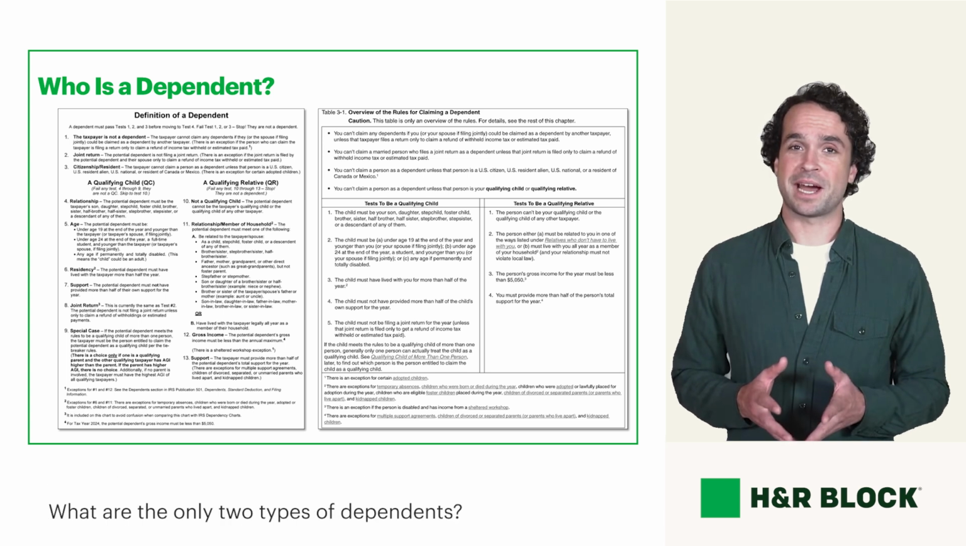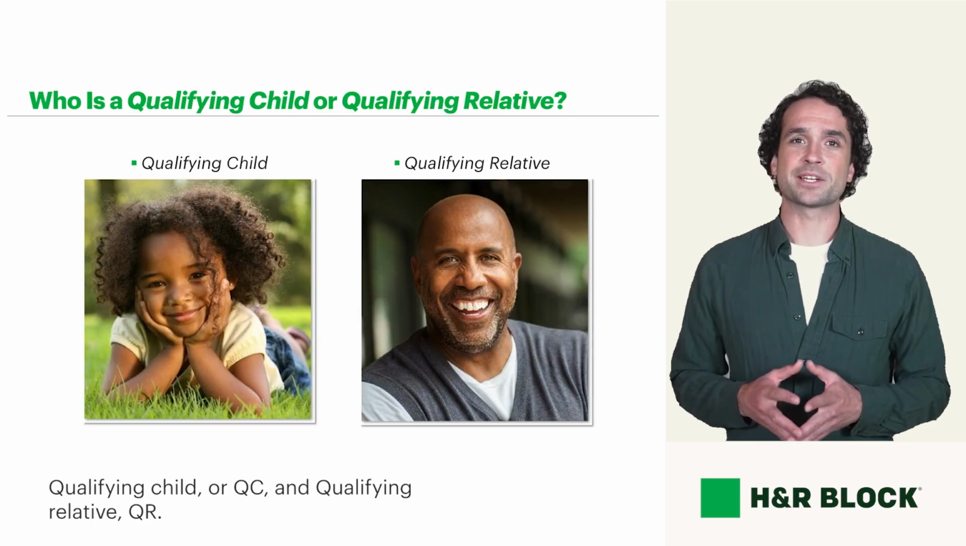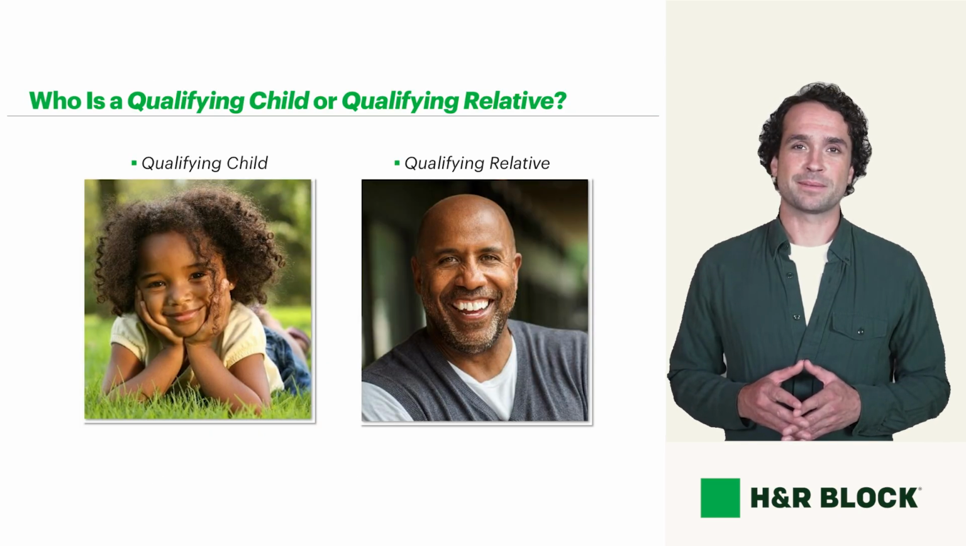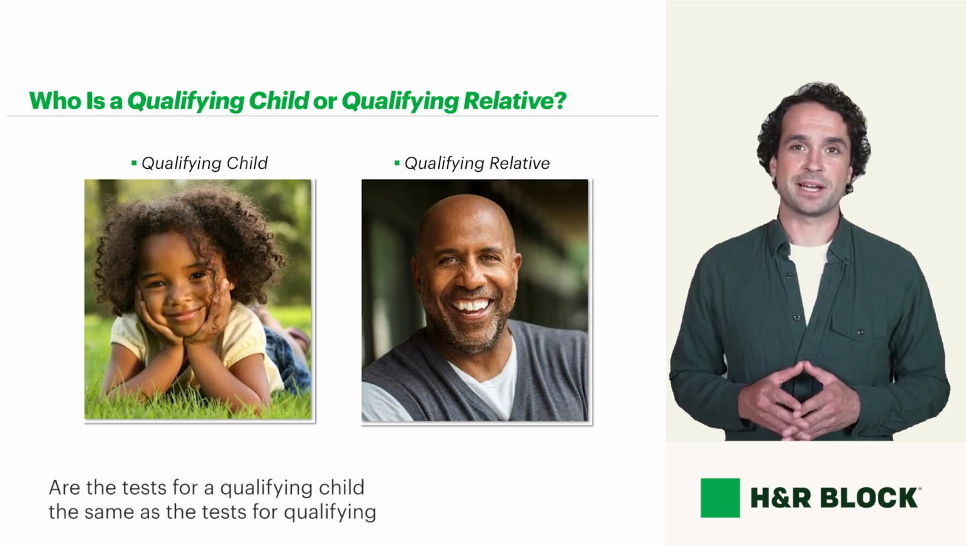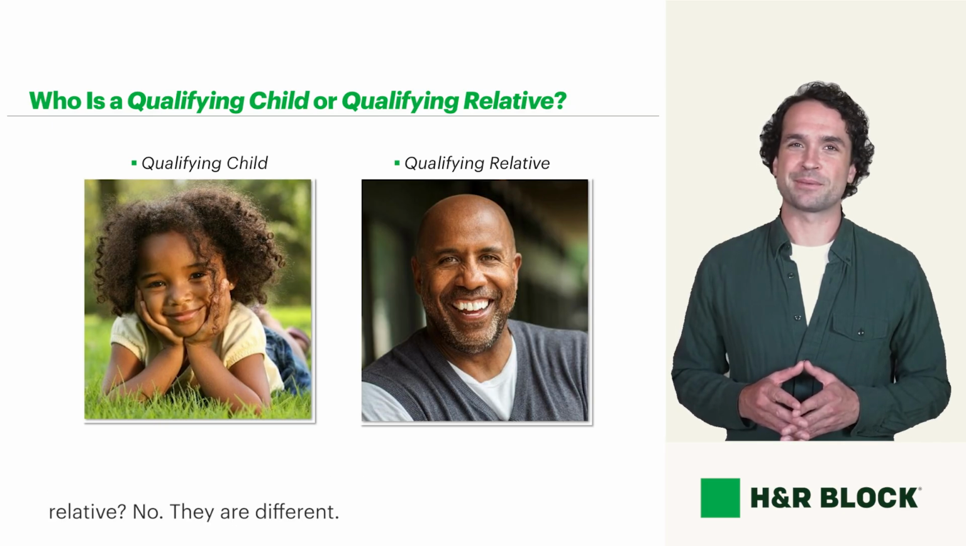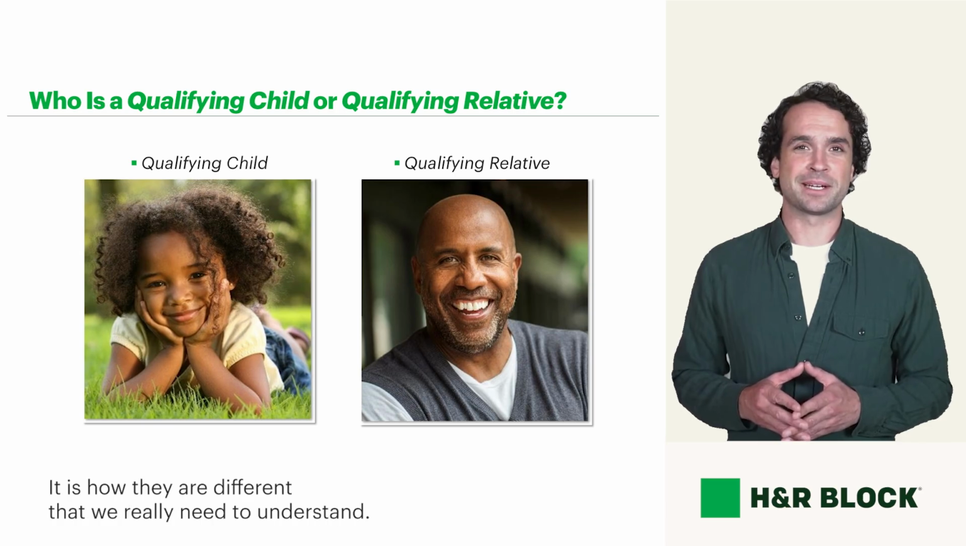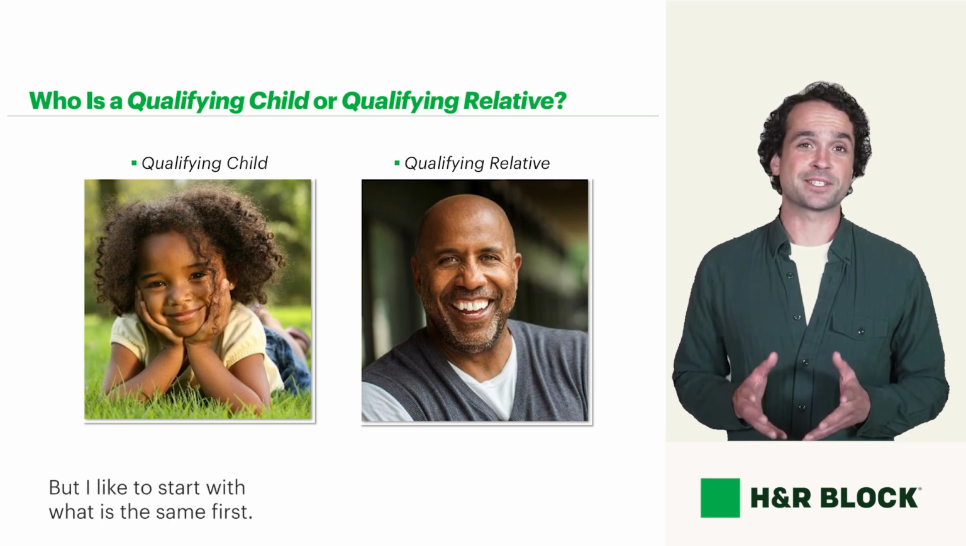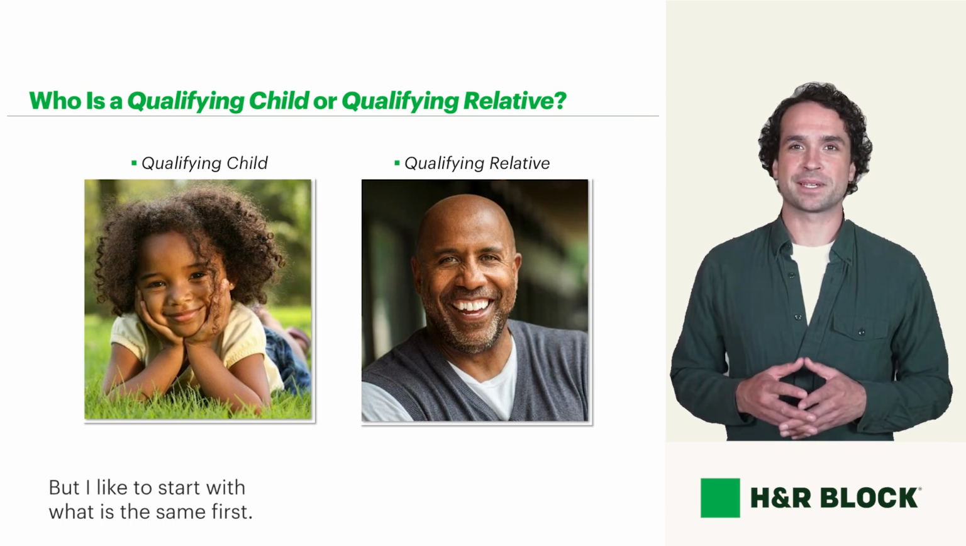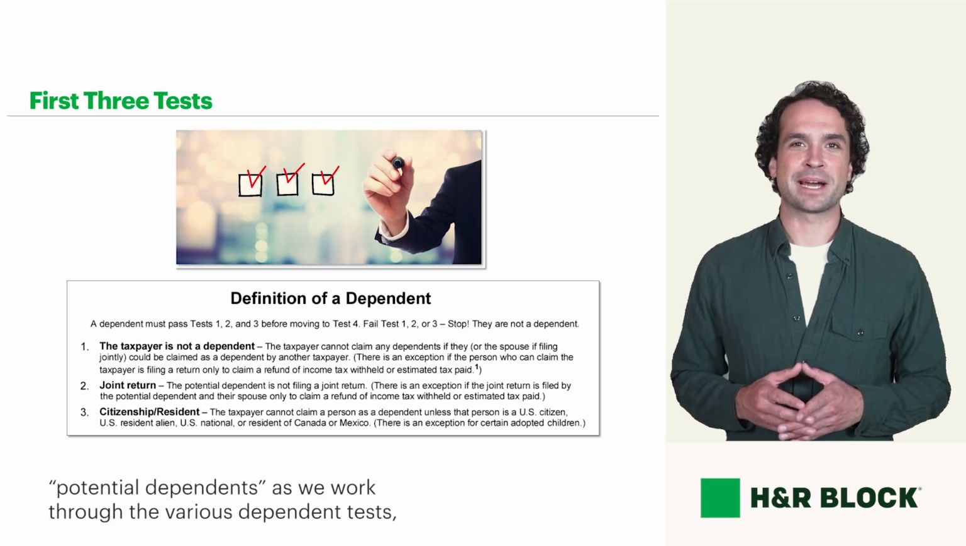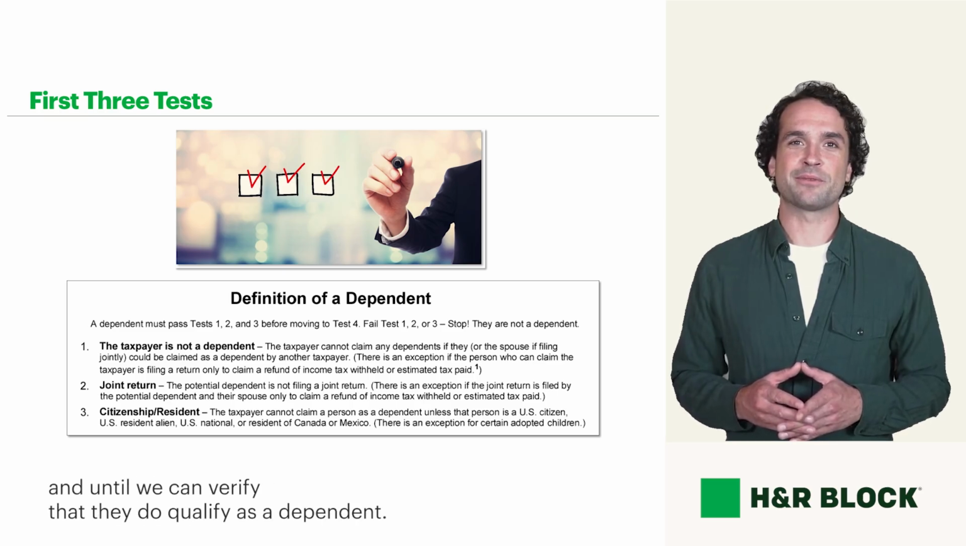What are the only two types of dependents? Qualifying child, or QC, and qualifying relative, or QR. Are the tests for a qualifying child the same as the tests for qualifying relative? No, they are different. It is how they are different that we really need to understand. But I like to start with what is the same first. Today, we will be talking about potential dependents as we work through the various dependent tests, until we can verify that they do qualify as a dependent.